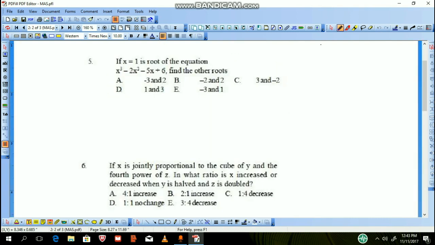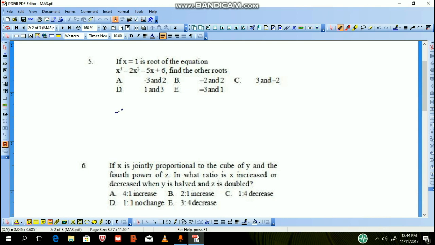If x is the root of the equation, then x to the this plus this, find the other roots. I think the best way to solve this is to substitute any of these roots into this, instead of going through the long division method or using this as a factor to divide this. We just substitute straight. So let's try negative 3.